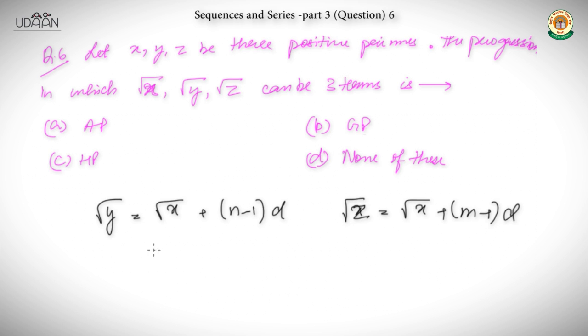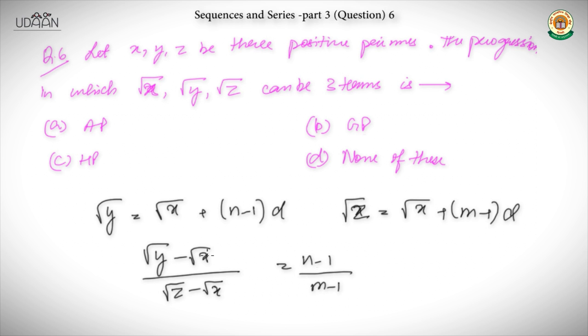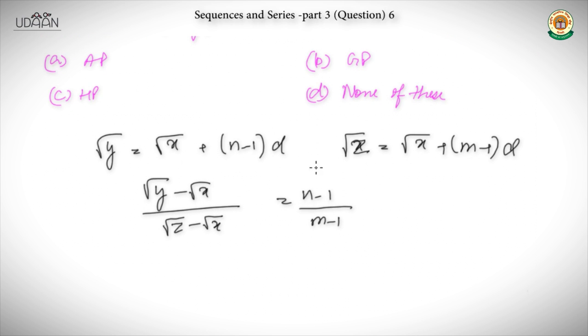Now we get root y minus root x by root z minus root x, which will be equal to n minus 1 by m minus 1. We just got that from manipulation of those two relations. So basically, d got cancelled. So this is n minus 1 by m minus 1, which is a rational number. This should be a rational number.